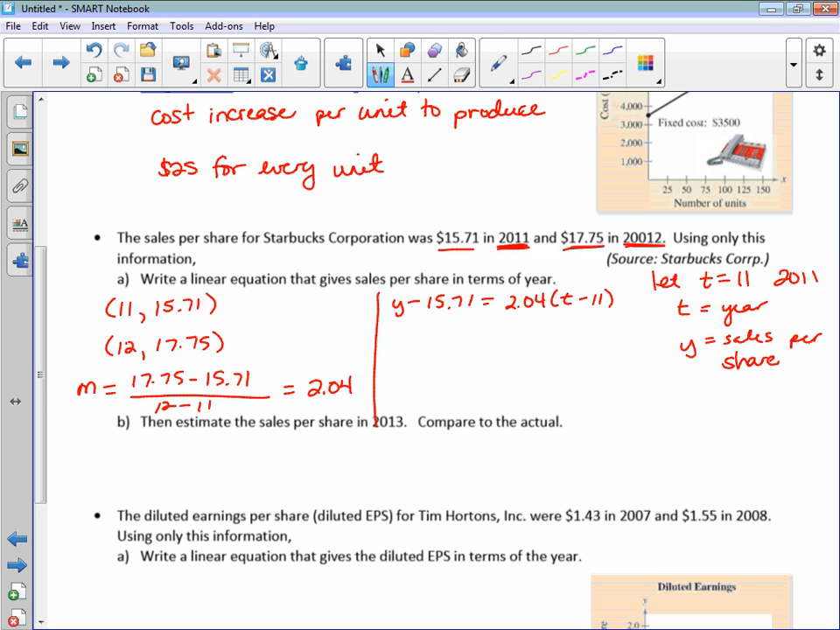Okay, so you need to solve that for y. How do you do that? Yep, distribute your 2.04 on the right and add that 15.71. So you're going to have y equals 2.04t plus, or I'm sorry, minus what? Okay, and then you add 15.71 to that. Does that make sense, guys? Is it okay that I'm skipping steps? Okay. Because you had negative 20.